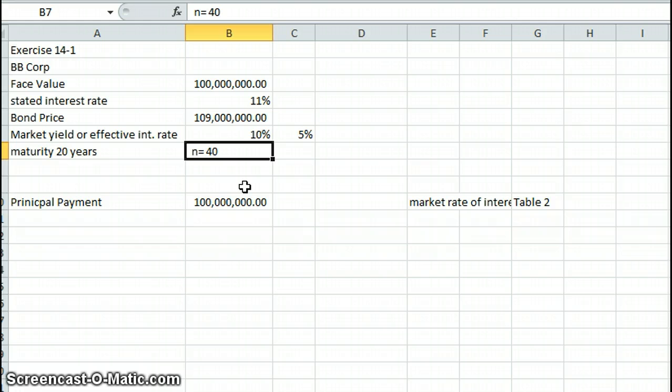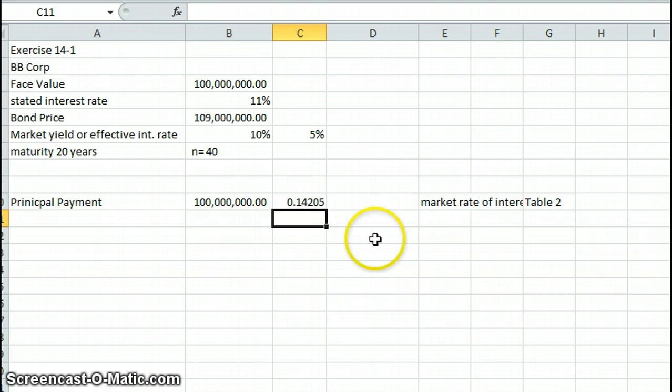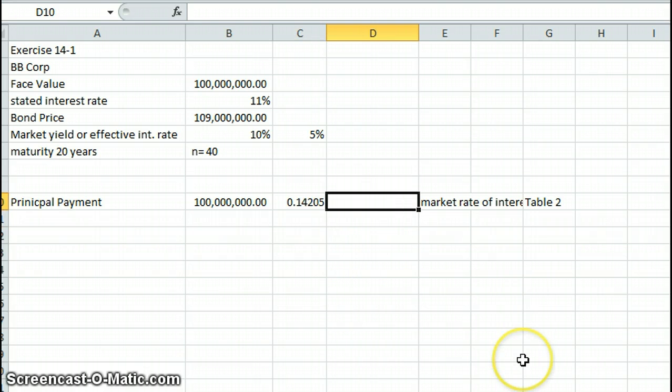So when you're back in Table 2, where it says n, you'll run your finger all the way down the page till you get to 40, and then you'll run your finger across until you get to the 5%. Again, you want to make sure that you're at the 5% because that's the market or effective rate of interest. The factor is 0.14205. And again, we got this out of our textbook, but you could calculate this using Excel for the present value of a single payment.